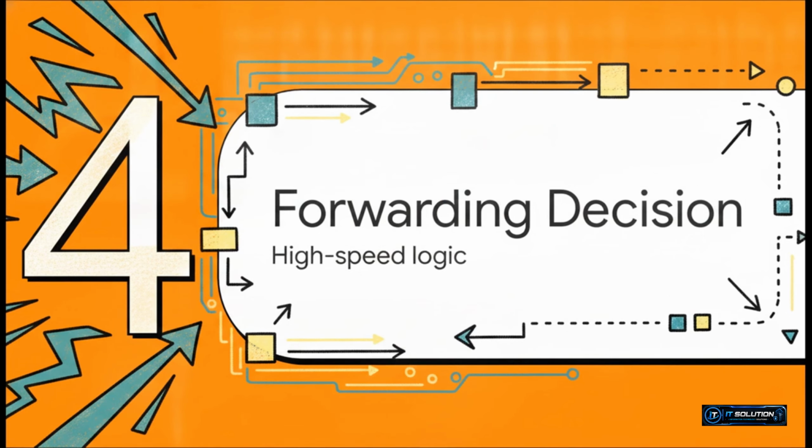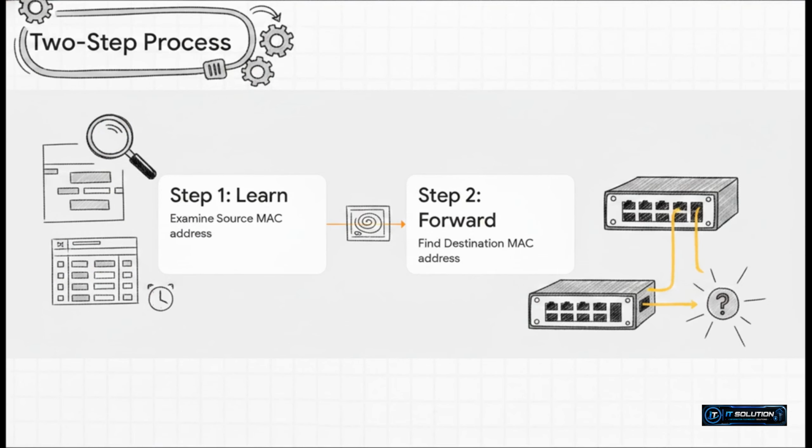All right, let's look at section 4, the forwarding decision. The switch performs a very strict, incredibly fast 2-step process for every single frame it processes.